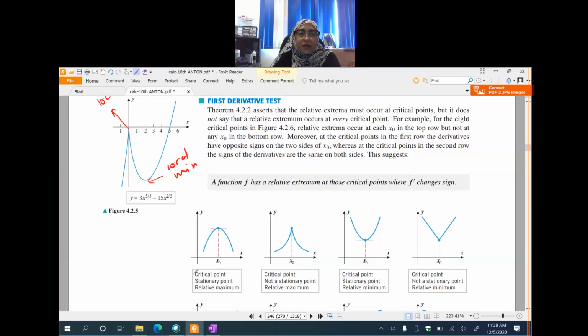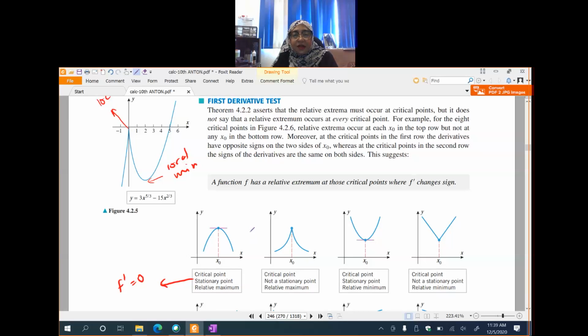stationary points means f prime is equal to 0. Okay, so this is a critical point, obviously it's a stationary point because f prime is equal to 0 over here, and then it's a relative maximum as well.